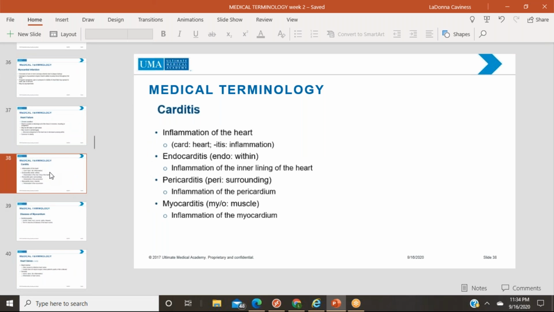Carditis, inflammation of the heart. Card means heart, and itis again is inflammation. Endocarditis: endo is within. Inflammation of the inner wall lining of the heart. Pericarditis: peri means surrounding. Inflammation of the pericardium. Myocarditis: myo means muscle. Inflammation of the myocardium.